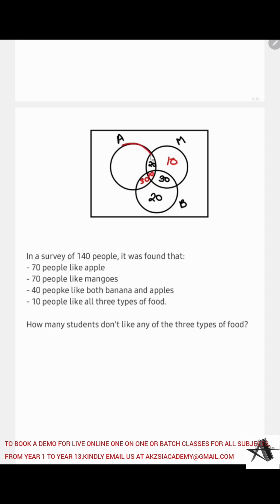70 people like apple. That means this whole should be apple. 20 plus 10 plus 30, 60 already filled. 70 minus 60, 10. And we have completed the circles. Now I have to see whether I have to write something outside the circles or not. So let me add it. 10 plus 20, 30, plus 10, 40, plus 30, 70, plus 10, 80, plus 30, 110, plus 20, 130. And 140 people participated. That means 10 will be written outside. And we have completed this Venn diagram.